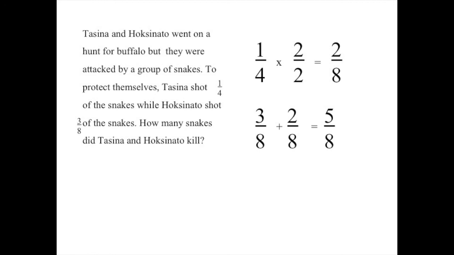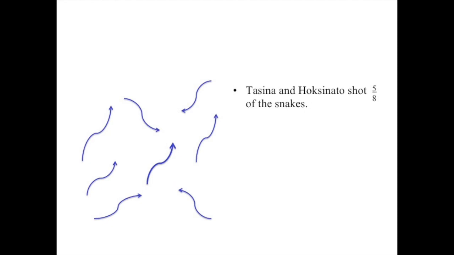Once again, we have different denominators, making them unlike fractions. So we are going to take 1/4, multiply the numerator and the denominator by 2, giving us 2/8. And now we notice the denominators 8 are the same in both 2/8 and 3/8. And now we can compare both fractions. Therefore, Tessina and Hoxinado shot 5 out of the 8 snakes that were visible.